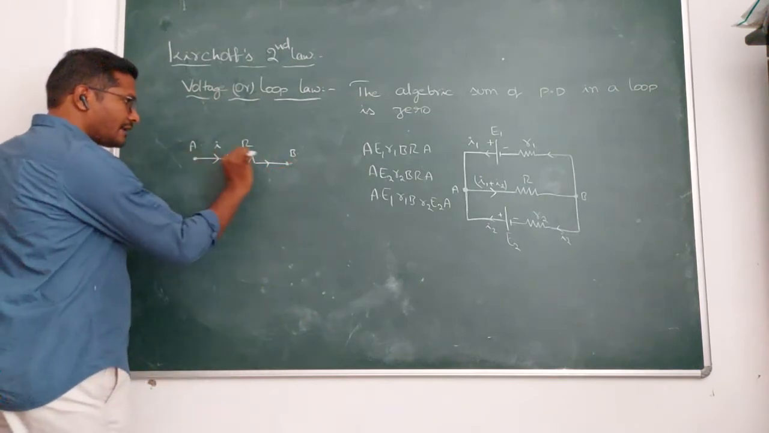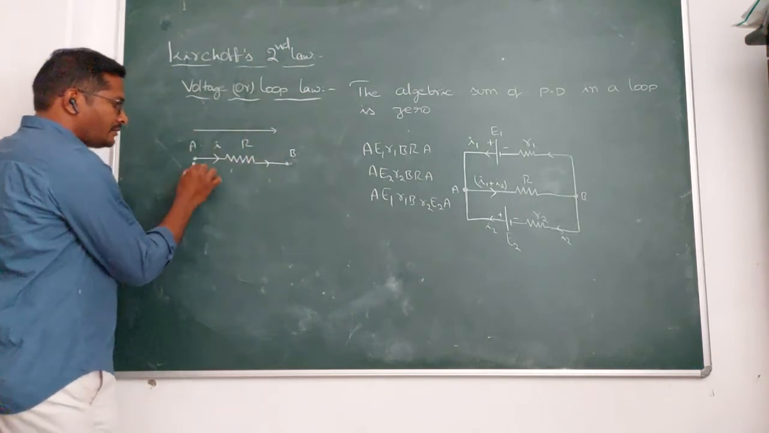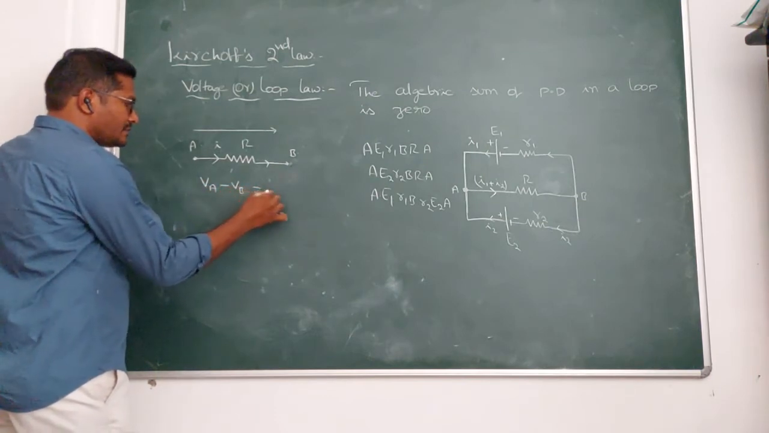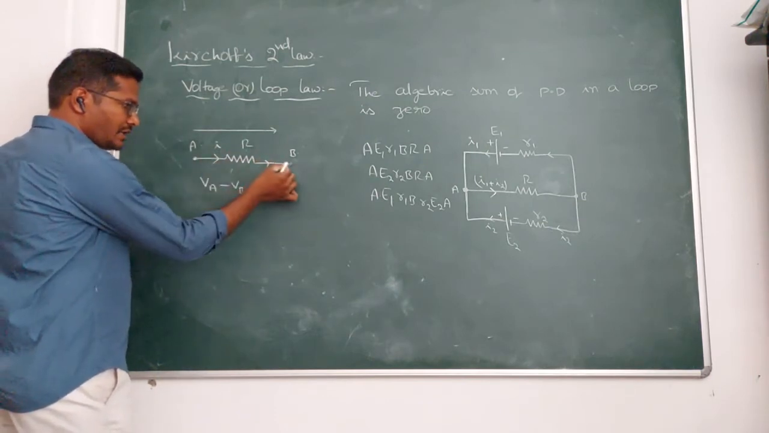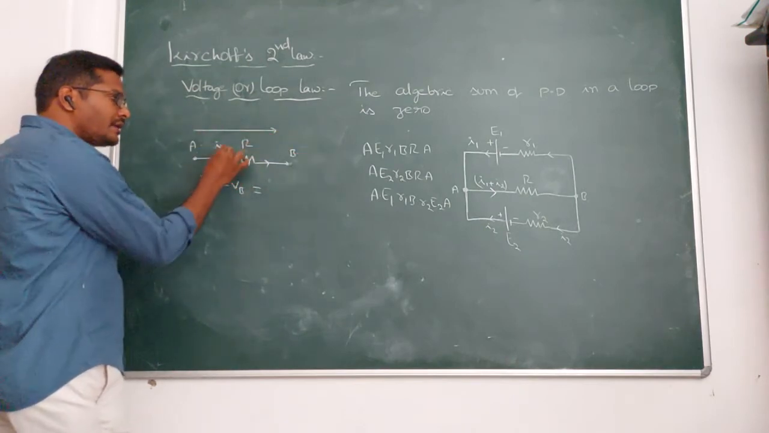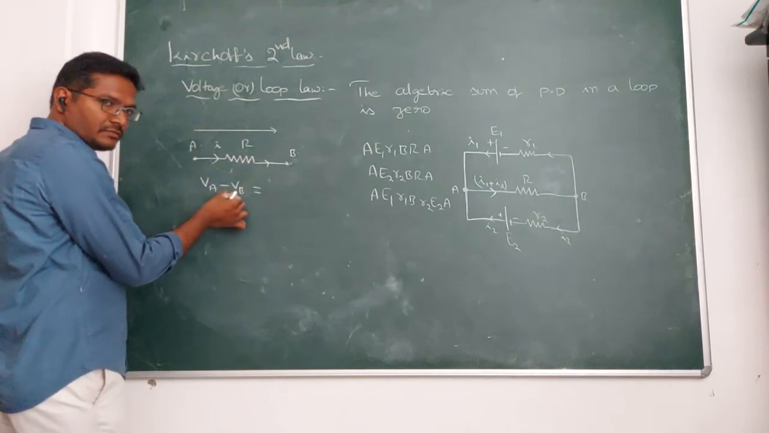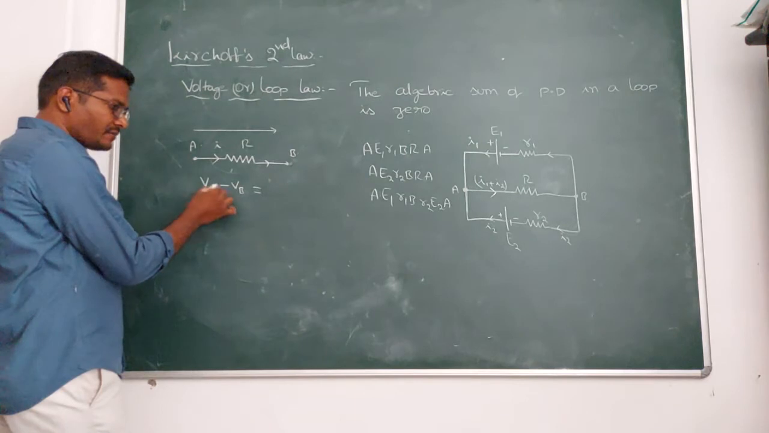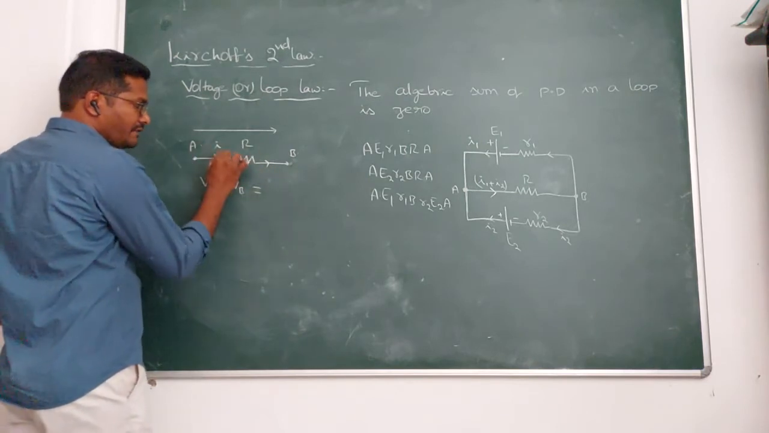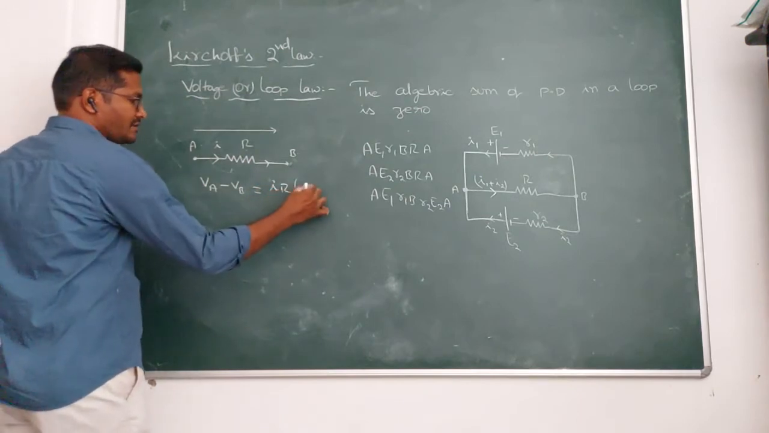So then if you calculate in this direction, VA minus VB. VA is at higher potential, VB is at lower potential, and I am also calculating in the same direction. Then the potential difference, higher minus lower, you will get a positive. This is 5, this is 4, 5 minus 4 is 1, which is positive. Then you will get the potential difference, which is I into R, which is positive. Here it is positive.